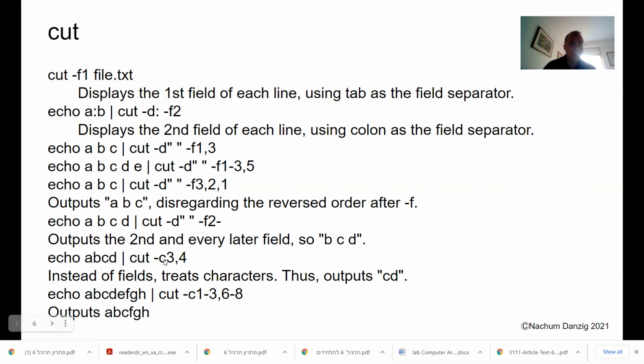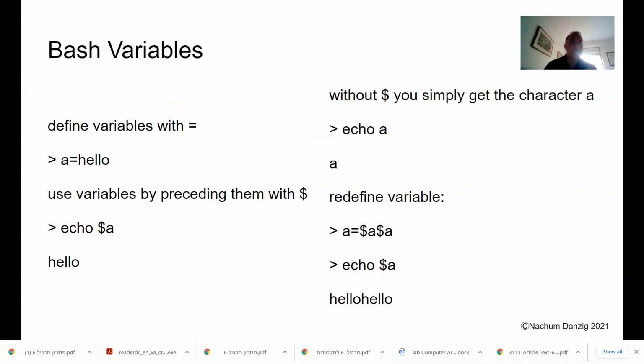Right? In other words, this C means character. Here I'm using a space. Here, if I wanted to find the space as my field separator, I gotta say it. But here I'm doing the characters. In other words, I can do characters of a string. So I can actually cut a string, not just cut a set of strings.